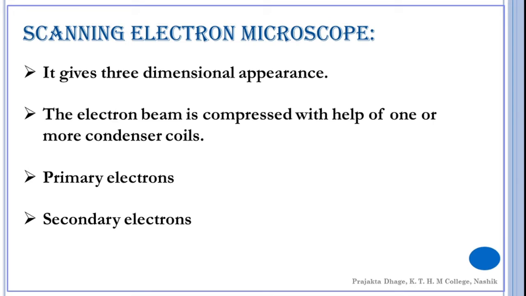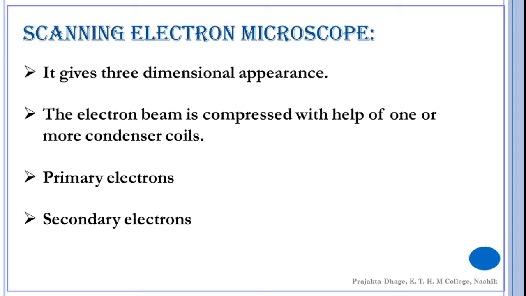The electrons do not form the image by being transmitted, but they form the image by getting emitted from the surface of the specimen. This microscope gives a typical three-dimensional appearance. Actually, it was built in the 30s but became commercially available only in the 60s. The illuminating system of the SEM is similar to transmission electron microscope.